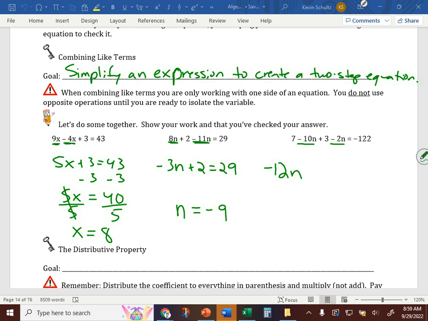They make 10. So whether you put the 10 in front, so it's 10 minus 12n, or you put the 10 after, so it's negative 12n plus 10. Either way, the 10 is positive. So the positive 7, positive 3. So negative 12n plus 10. Here's our two-step equation.